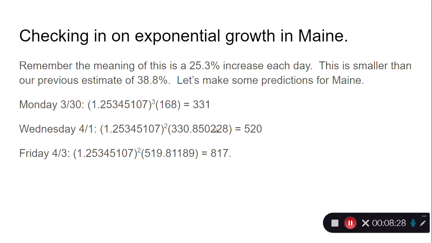So here are some predictions for Maine, and hopefully these are wrong. Hopefully the social distancing is working. Hopefully all the measures in place are working. And in fact, if they're working, we expect this number to dwindle until it gets to 1, which is no growth at all. So here are some predictions for the coming week. We'll revisit this and see how they're doing in the next lesson.